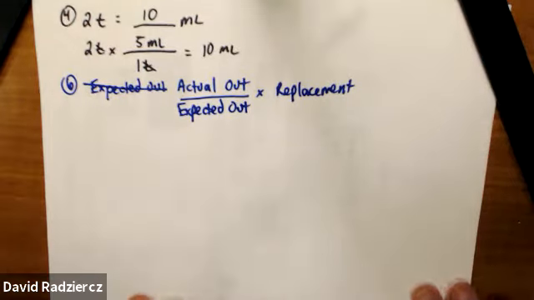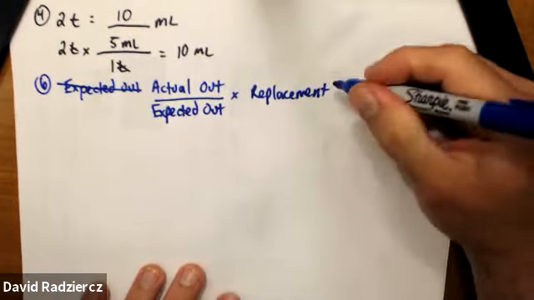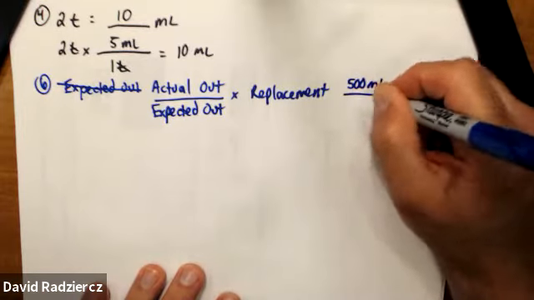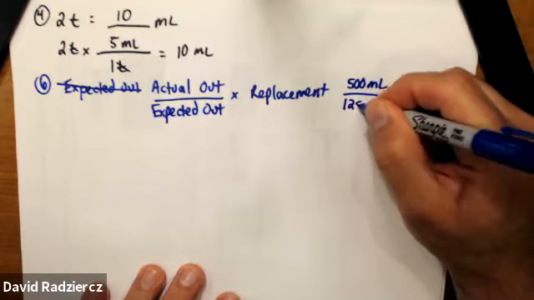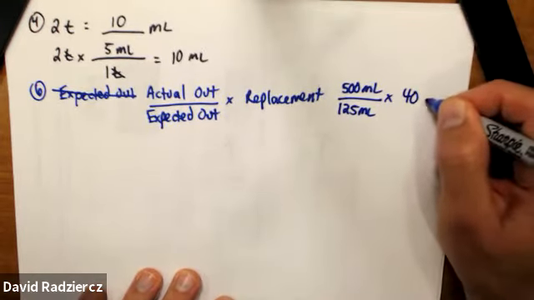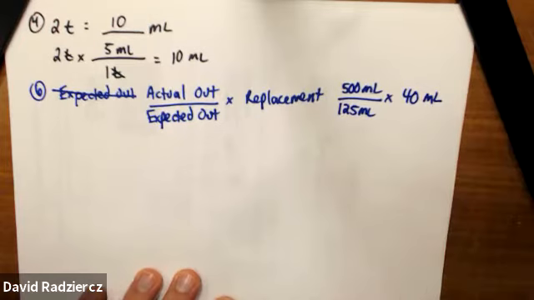Okay, so this is all based off of the volumes. Actual output over the expected output times the replacement volume. For this particular example, the actual output was 500 milliliters. The expected output is 125 milliliters. And the replacement volume would be 40 milliliters. Then you would just do 500 times 40 divided by 125, and you would get 160 ml.